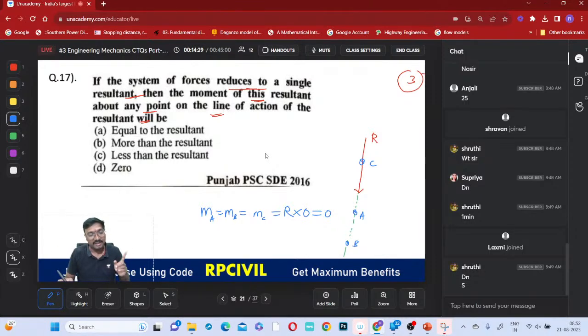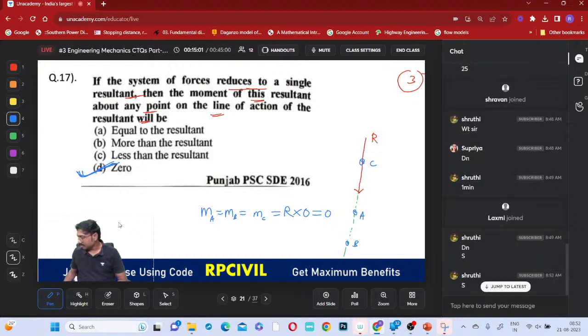Whenever the force is passing through the line of action and through the point where the moment is required, then the moment will be 0 absolutely, because the distance is 0. It is clearly mentioned that the moment created by a force about any point on its line of action is 0, obviously. Isn't it, all of you? Is that clear, everyone?